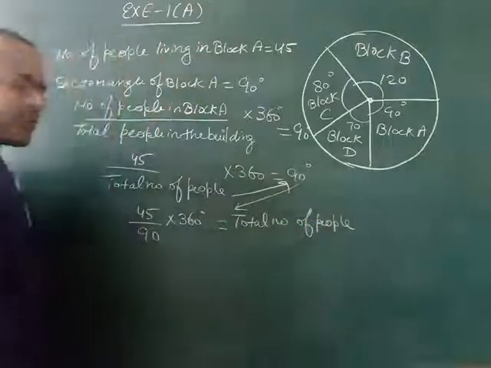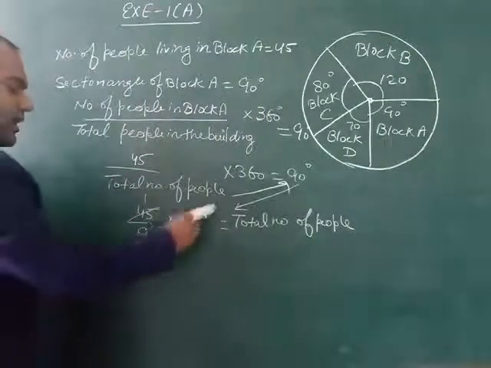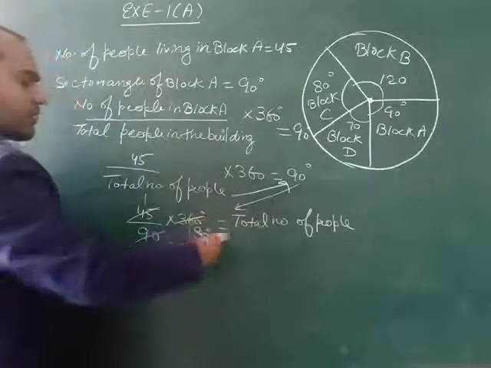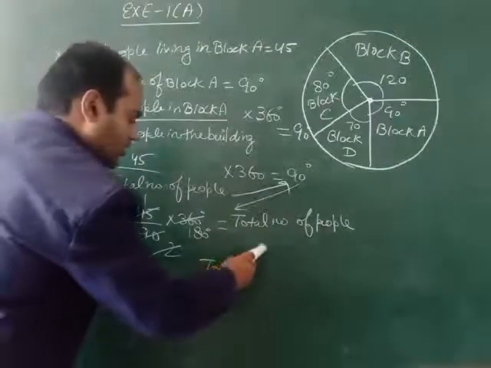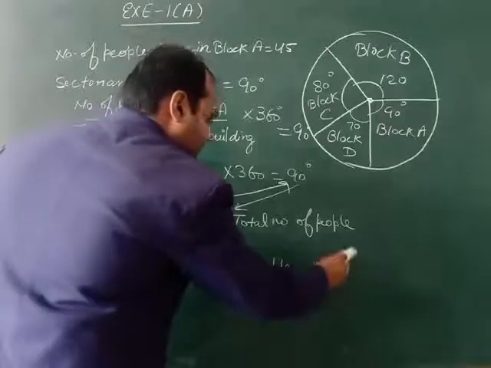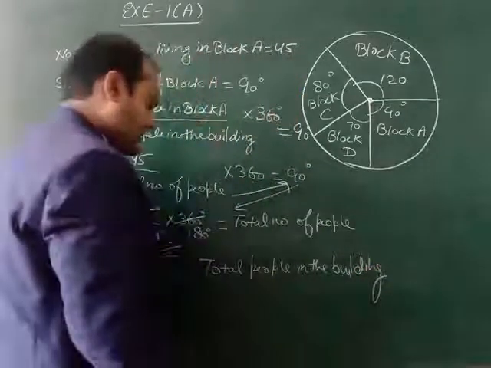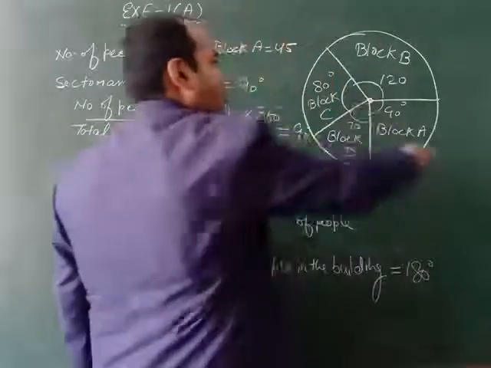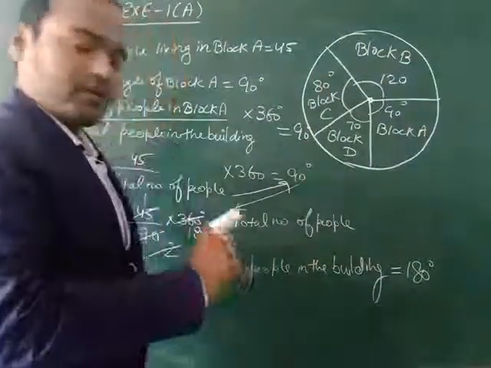Now in the next step, 45 times 1 is 45, 45 times 2 is 90, and the 2 and 360 will get cancelled, we will get 180. So the total number of persons in the society is 180. So total people in the building, how many total persons in the building are there? 180. That means this whole diagram shows the distribution of 180.